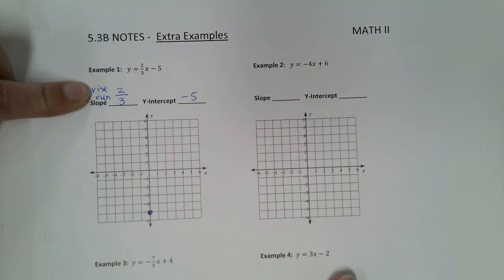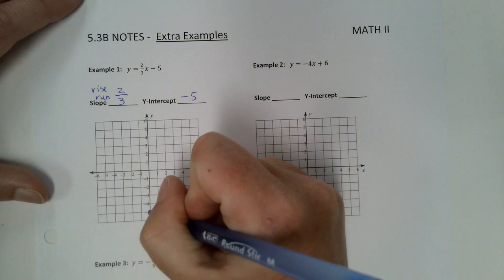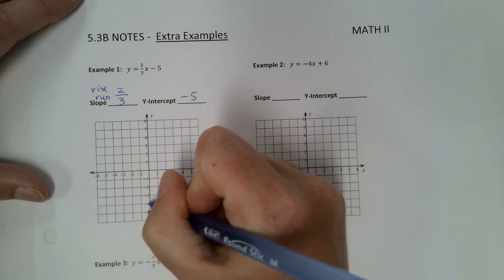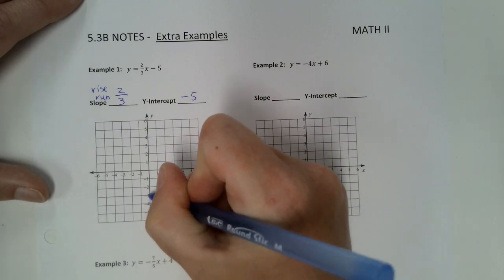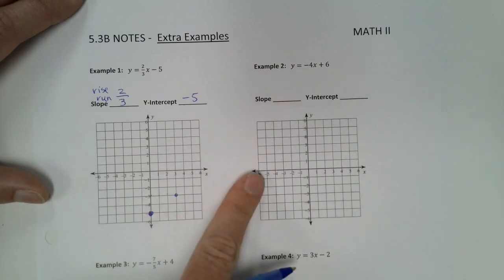What our slope tells us to do: 2 over 3 means it's rising how far? 2, and running how far? 3. Very easy. So we're going to go up 2 because it's positive. 1, 2. And we're going to run 3. 1, 2, 3. We always run that way to the right.